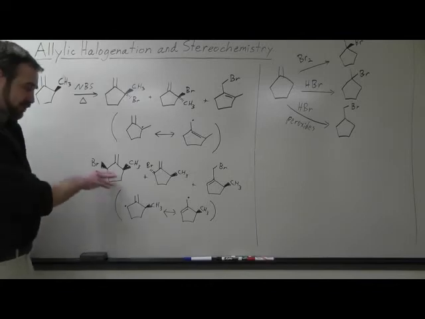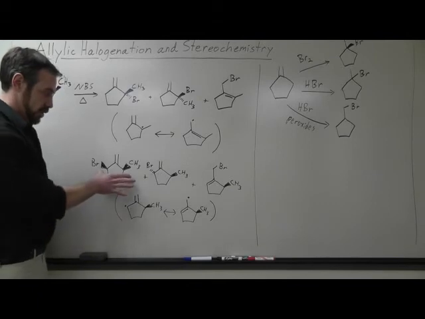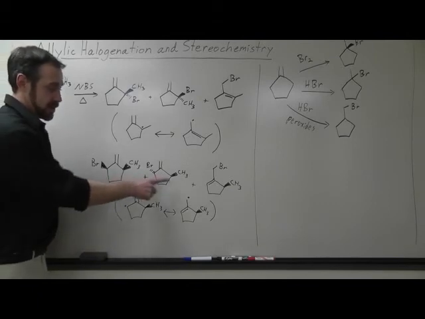Notice down here, these two structures are not enantiomers. Those would be diastereomers, two different chiral centers, and one of them stays the same.